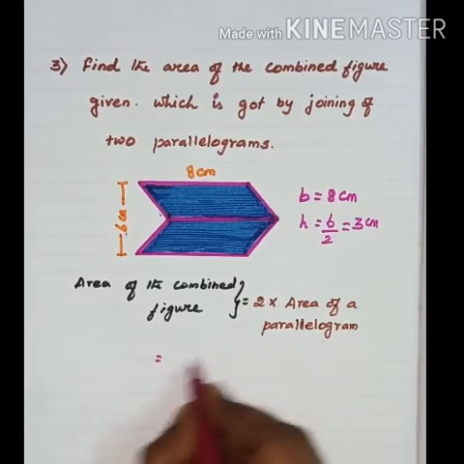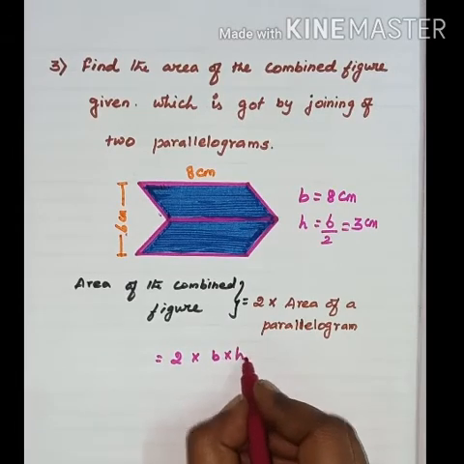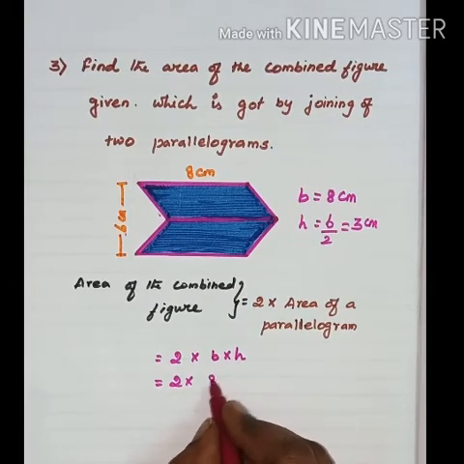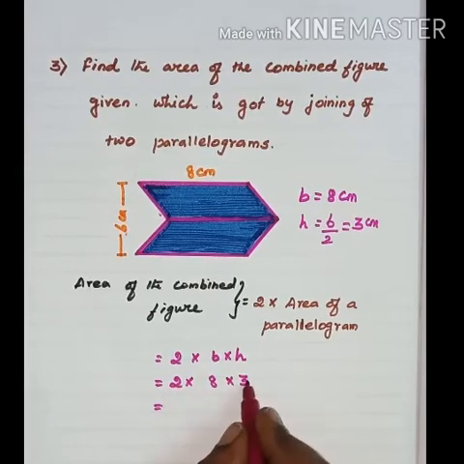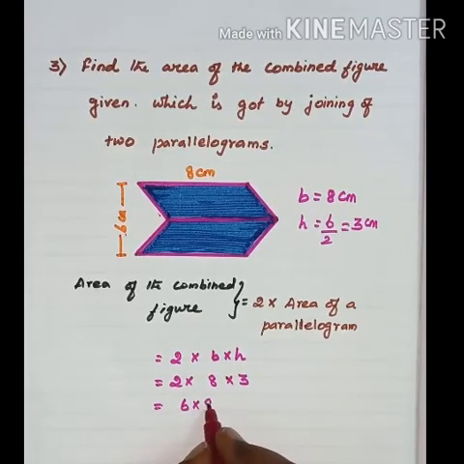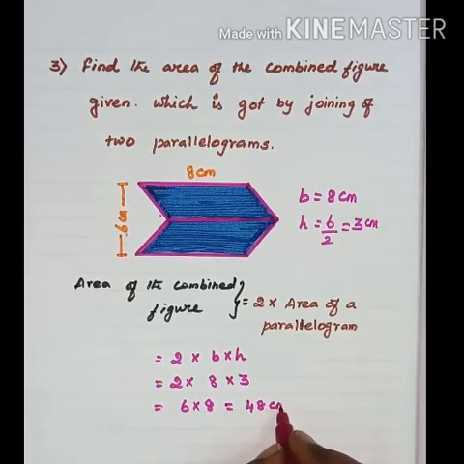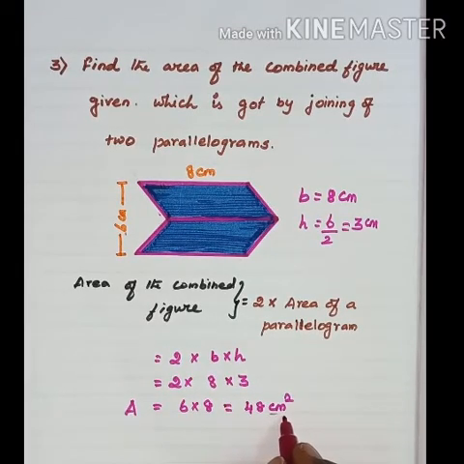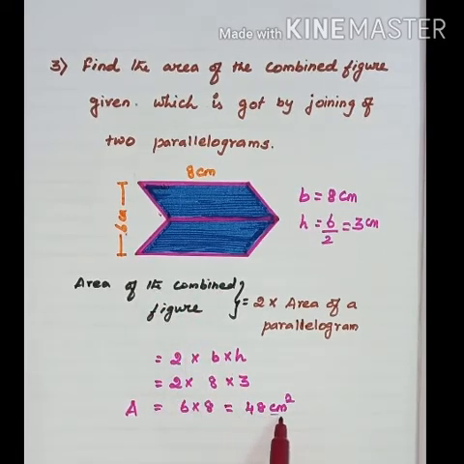Now we'll substitute 2 into area of the parallelogram is B into H. Here 2 into B value is 8 into H value is 3. 2 3s are 6 into 8. 6 8s are 48 centimeter square. Area means we have to use the square centimeter. So area of the combined figure is equal to 48 centimeter square.